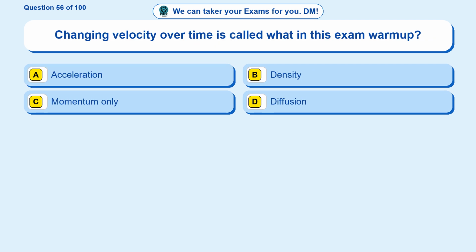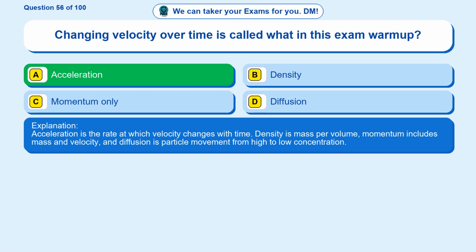Question 56. Changing velocity over time is called what in this exam warm-up? Option A, acceleration. Option B, density. Option C, momentum only. Option D, diffusion. The correct answer is option A. Acceleration.